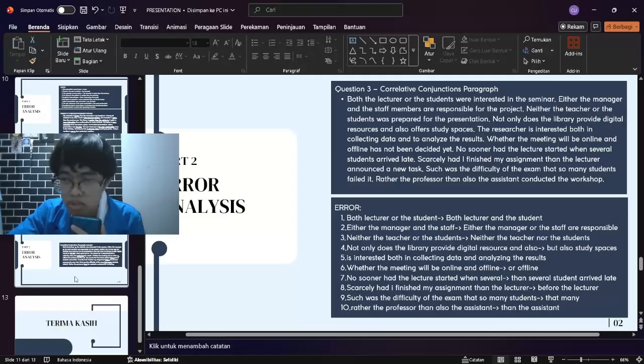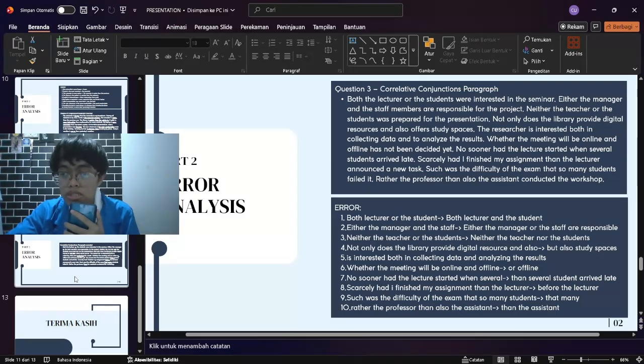I think I forgot to write this. So the fifth one, where is that, the researcher is interested there. The researcher is interested in both collecting data and to analyze the results. Change the analyze to analyzing, because in this correlative conjunction we use verb ing.